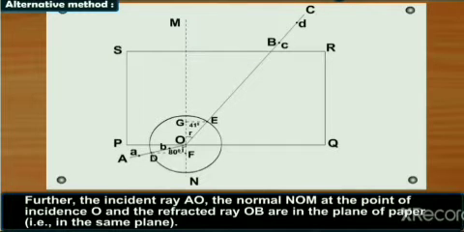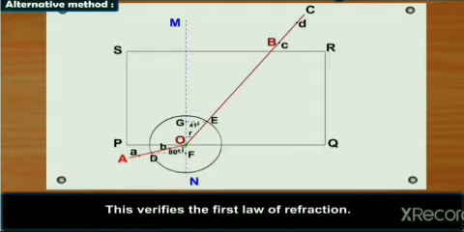Further, the incident ray AO, the normal NOM at the point of incidence O, and the refracted ray OB are in the plane of paper, that is, in the same plane. This verifies the first law of refraction.